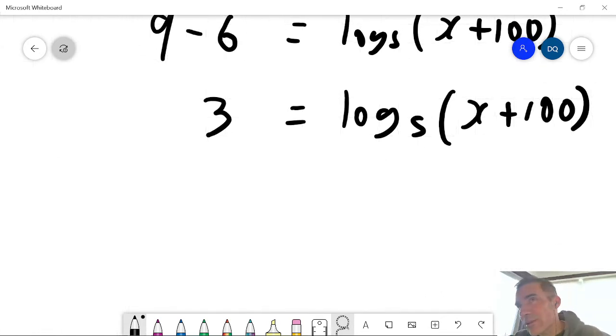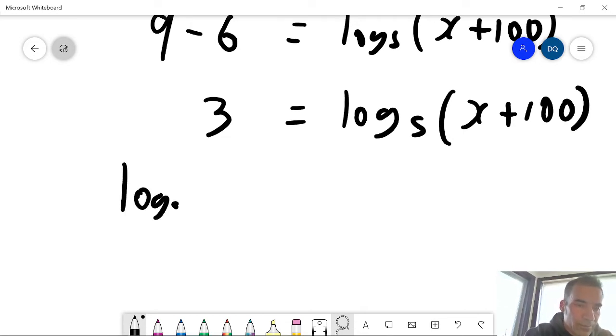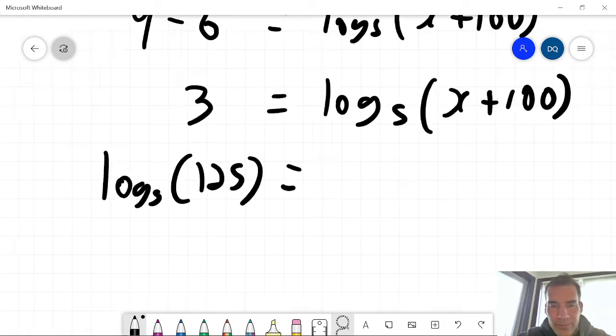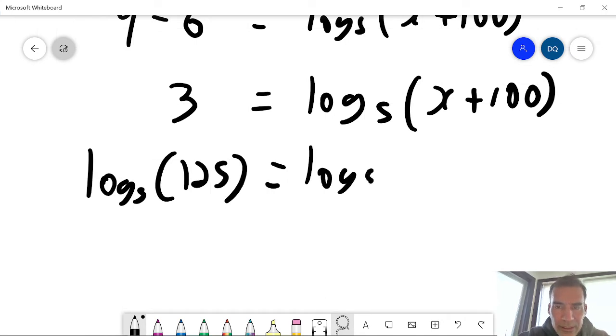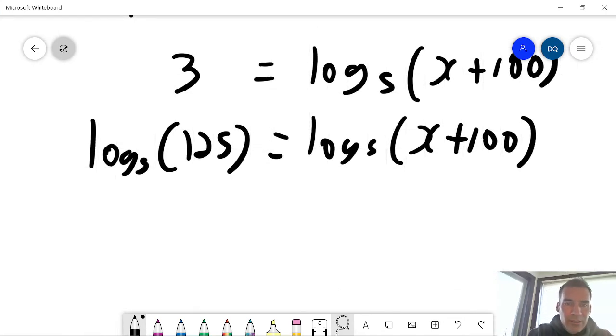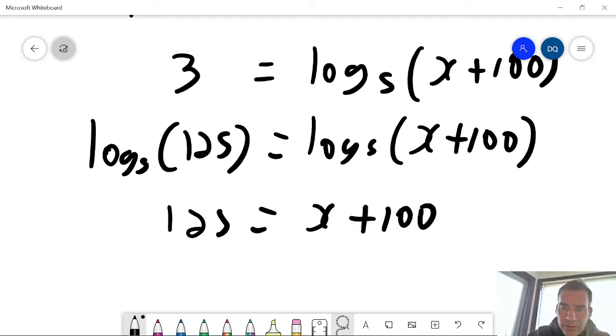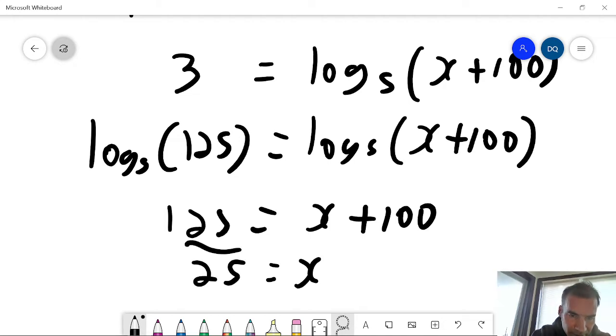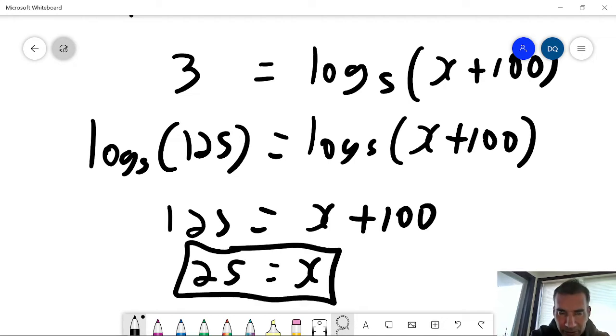How do I write the number 3 as a base 5 log? It's actually the base 5 log of 125. That's equal to the base 5 log of x plus 100. So 125 is equal to x plus 100. If I subtract 100 from each side, I will see that x is equal to 25. That's my solution here. x is 25.